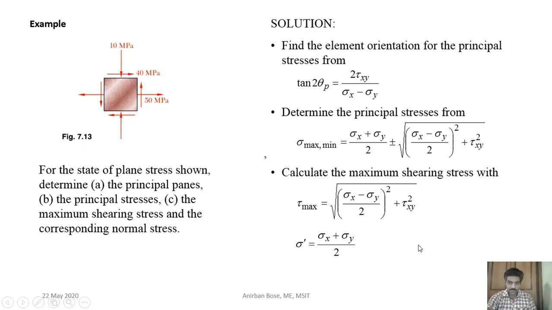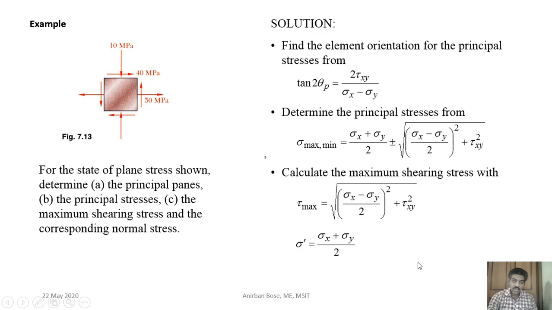Now principal stress, how can we find it? Simply sigma average plus minus the radius that you know. So you know all these components, so you can easily find the principal stresses. Third one, find the maximum shearing stress. You know the in-plane maximum shear will be the radius value, and that you can find. And the corresponding normal stress is the average value.